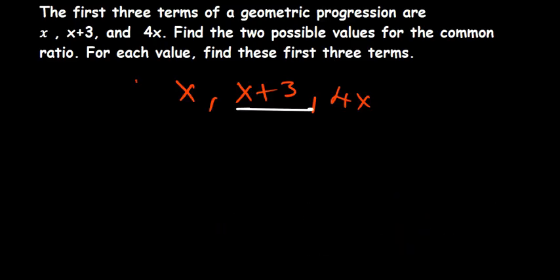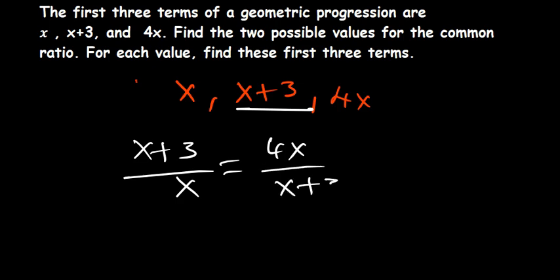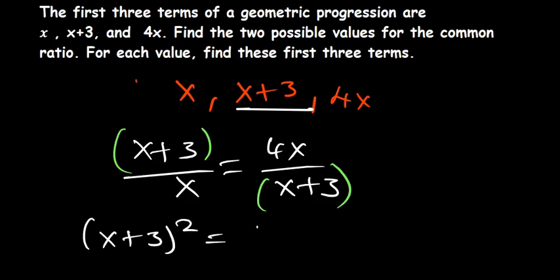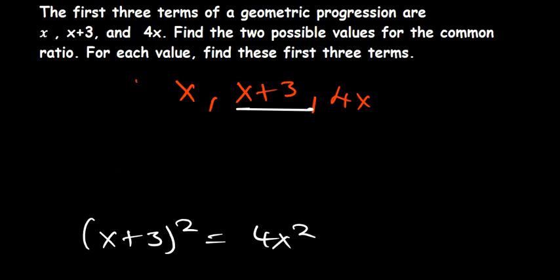This is the second term. So the second term divided by the first term should be equal to the third term divided by the second term. Okay, this should be equal. From here we can come up with a quadratic equation. Of course, we can cross multiply, so we end up with x plus 3 squared equal to 4x squared. Expanding what is on the left, we have x squared plus 6x plus 9 equal to 4x squared.